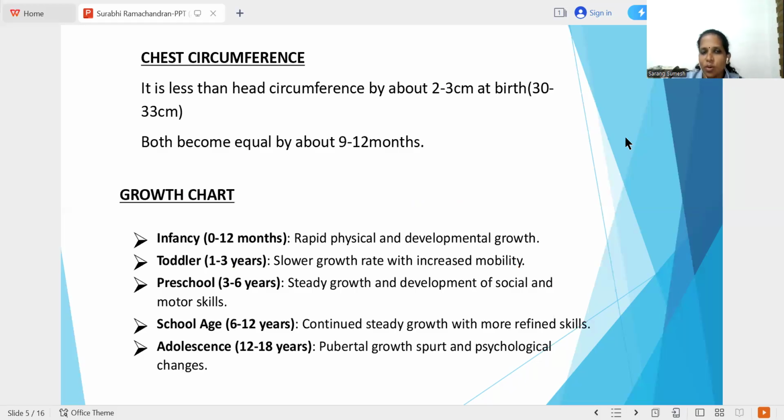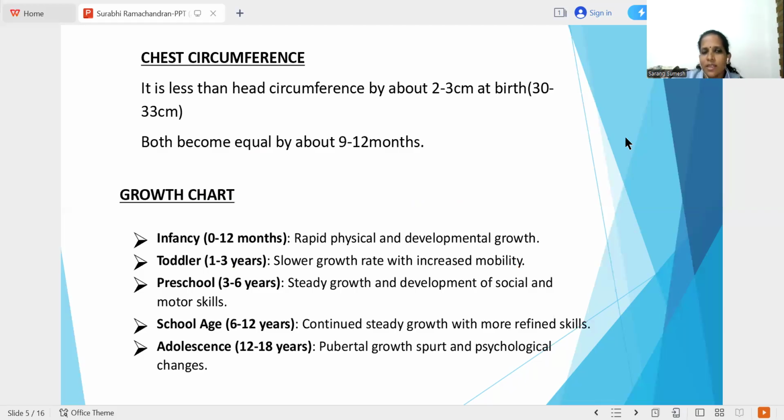Head circumference normal is 33 to 35 centimeter. If head circumference is more, in case of hydrocephalus, that we call macrocephaly. If head circumference is less than 33, we call microcephaly.